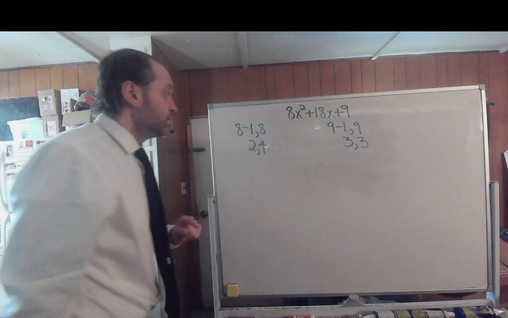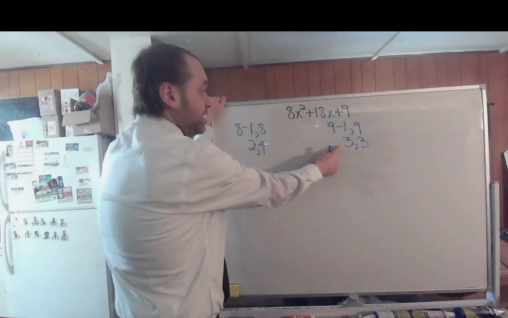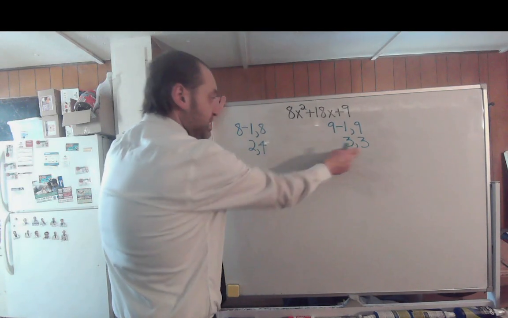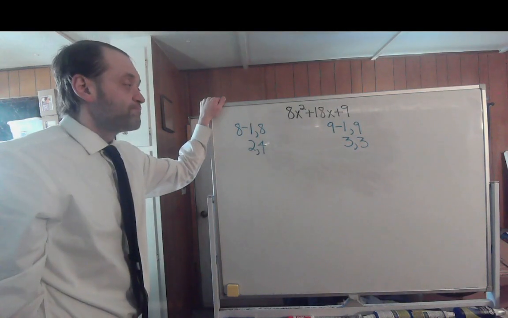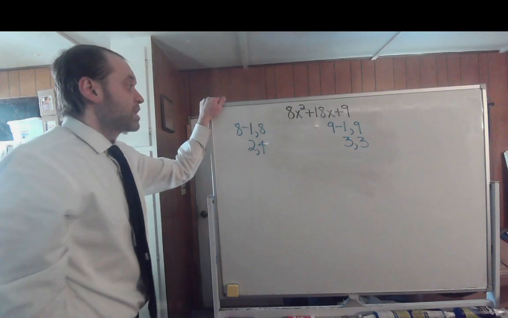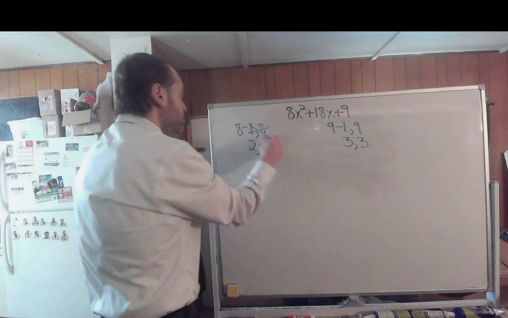All right, not done yet. What if I take 8 times 3? That's 24, plus 1 times 3. That would give me 27. Not going to work. So we're definitely done with 1 and 8. 1 and 8 are not viable options.